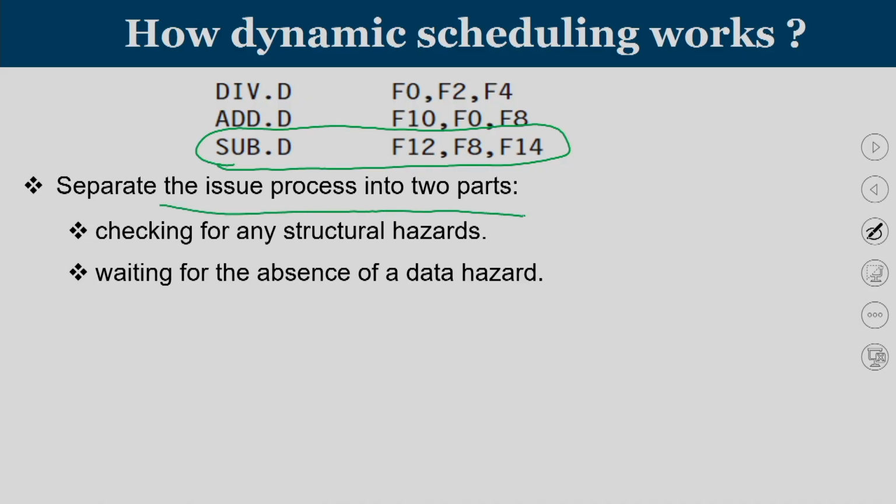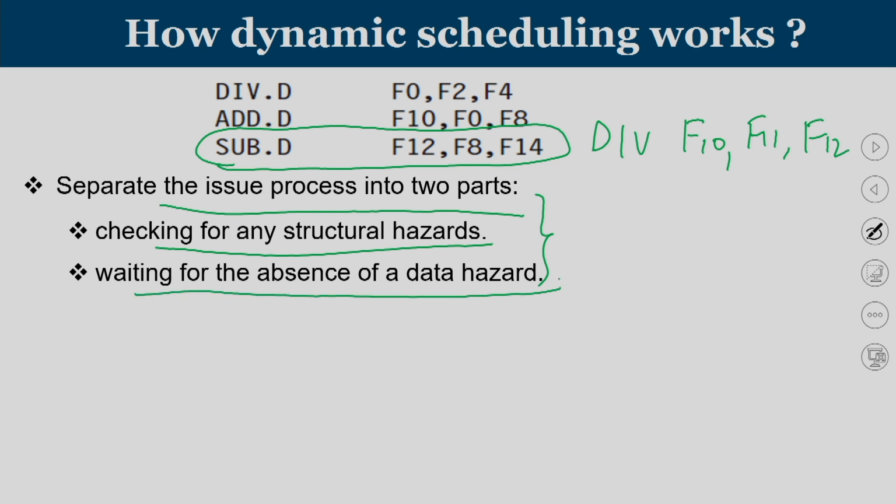So how will you make out-of-order work? Separate the issue process into two parts. Issue means the second stage of the pipeline, instruction decode, where you check whether there is any structural hazard. If this were a division operation on F10, F11 and F12, there is no data dependency, but because the division unit is already busy, it is a structural hazard. In this case it is a subtraction operation, there is no structural hazard, my functional unit is free. Then, if there is no structural hazard, check whether you are waiting for any data. There is no data hazard.